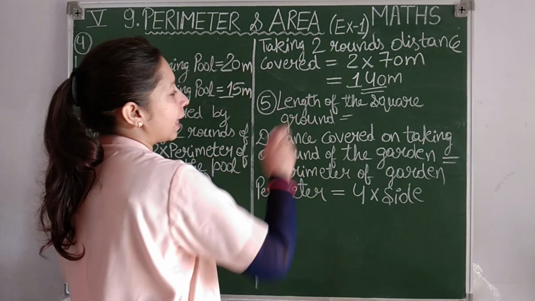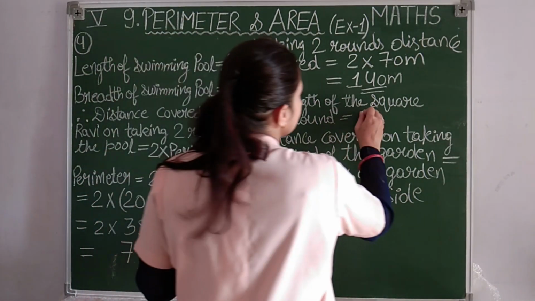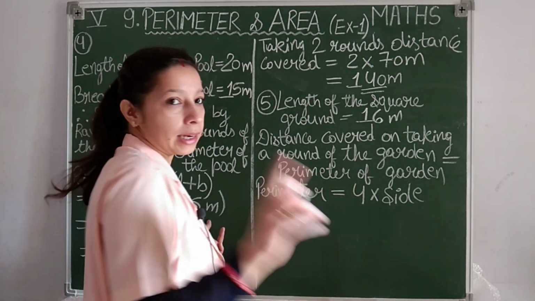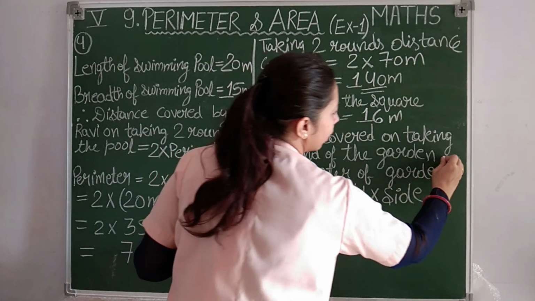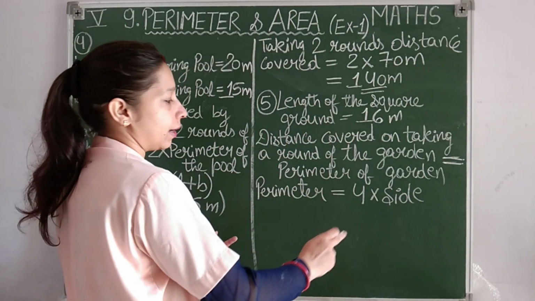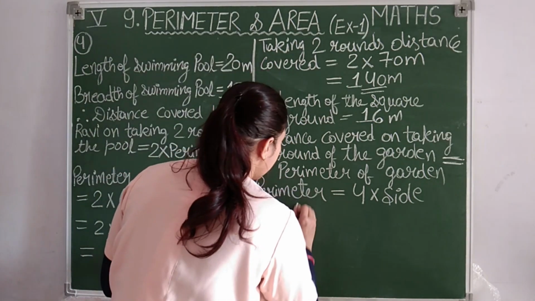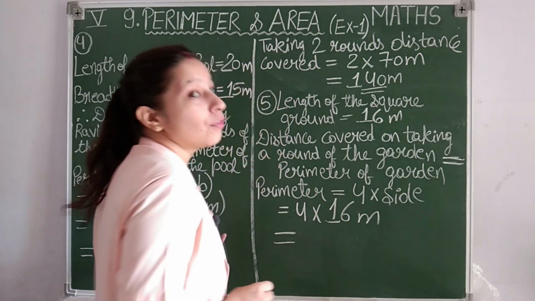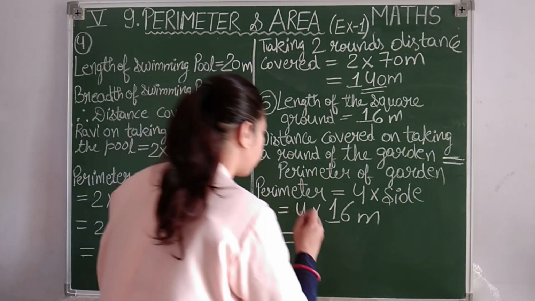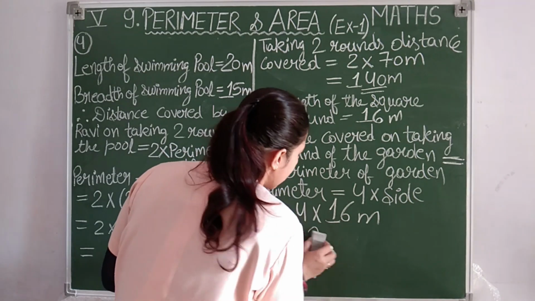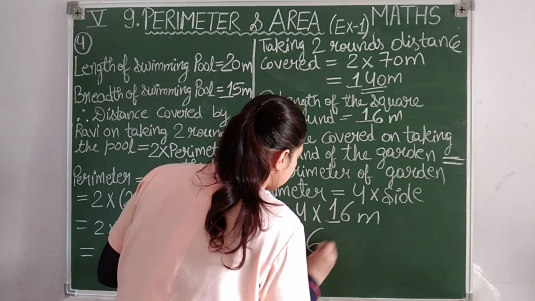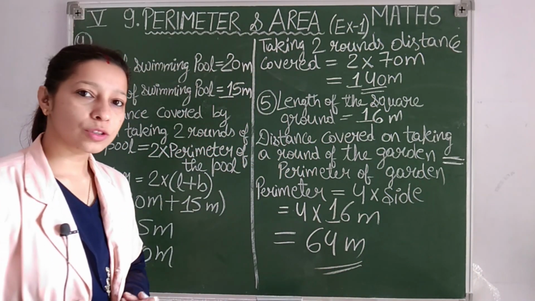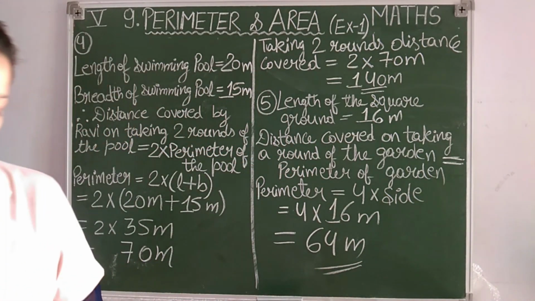So see here, I have written: length of the square ground is 16 meters. Then the distance covered on taking a round of the garden will be equal to the perimeter of the garden. So perimeter equals 4 into side. Now you will do 4 into 16 meters. So 16 fours are how much, students? You should know the tables. 4 into 16 or 16 into 4 will give you 64 meters. So Ajay has covered 64 meters. Understood, students? Copy this, then we'll see the next solution.